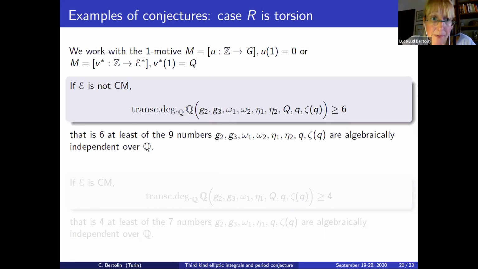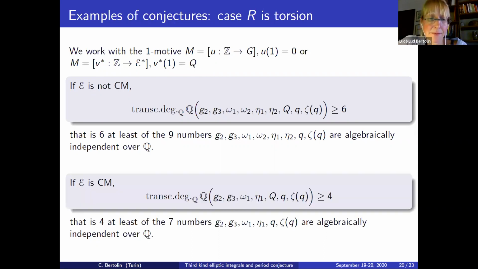And so if A is not CM, at least 6 of the 9 numbers, g2, g3, omega 1, omega 2, eta 1, eta 2, q, zeta q are algebraically independent over Q. And if E is CM, I have that at least 5 of the 7 numbers, g2, g3, omega 1, omega 2, q, zeta q are algebraically independent over Q.